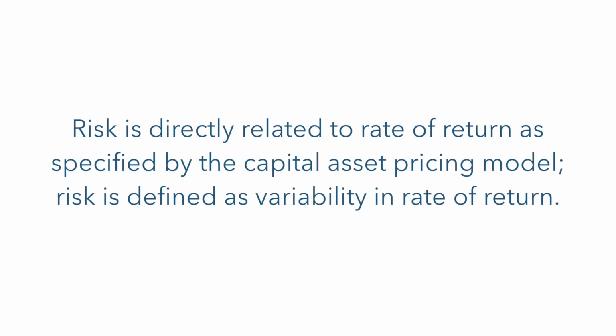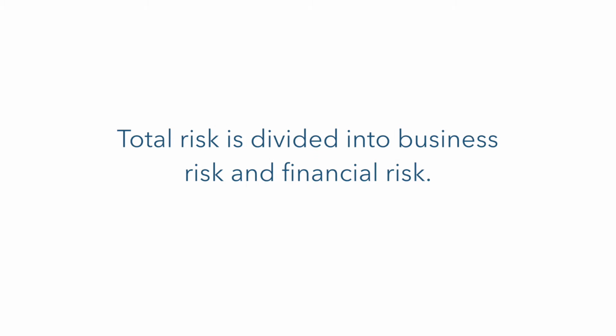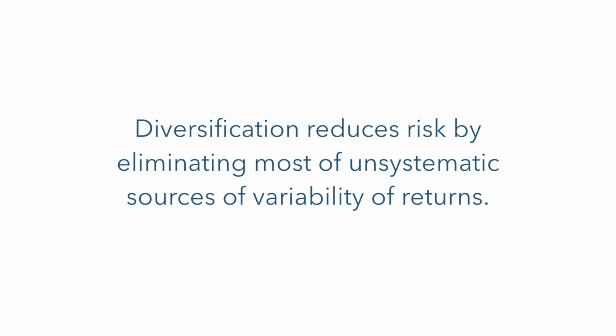Number 3, the concepts of risk and rate of return, what they have to do with each other and why. This would include familiarity with important risk categories such as business risk versus financial risk. Risk is directly related to rate of return as specified by the capital asset pricing model. Risk is defined as variability in rate of return. Total risk is divided into business risk and financial risk. Diversification reduces risk by eliminating most of unsystematic sources of variability of returns.